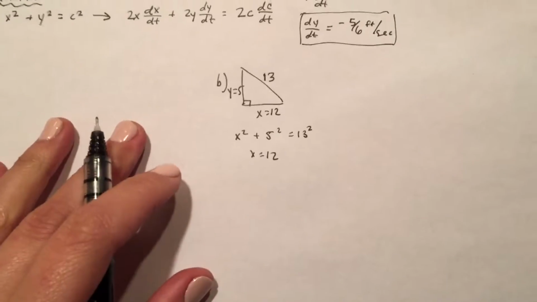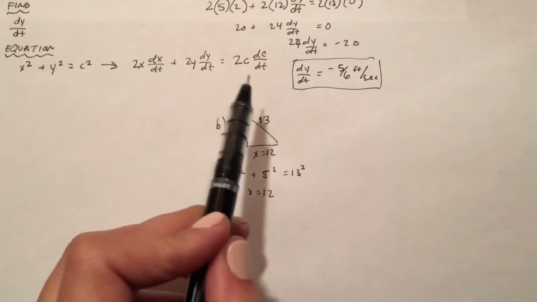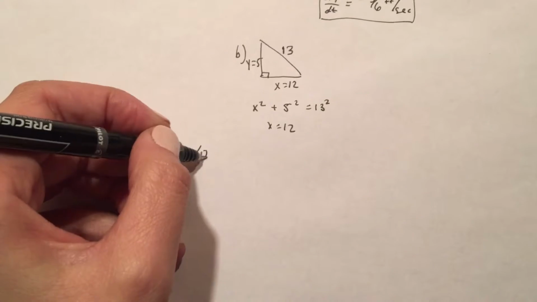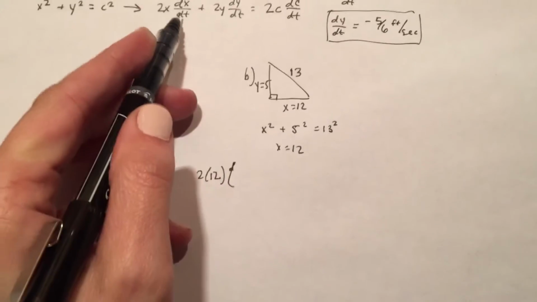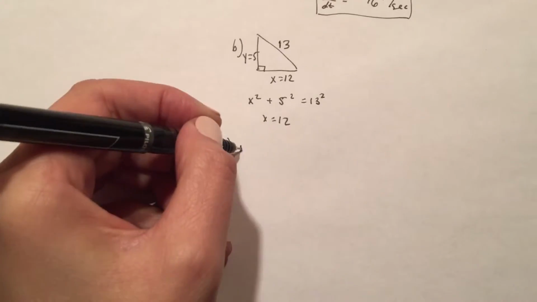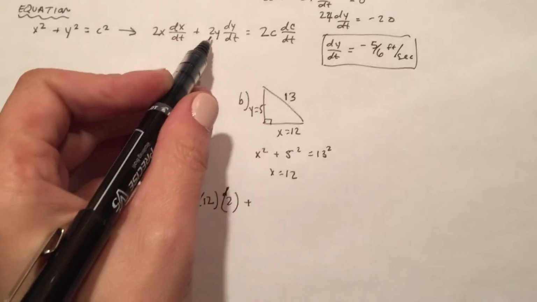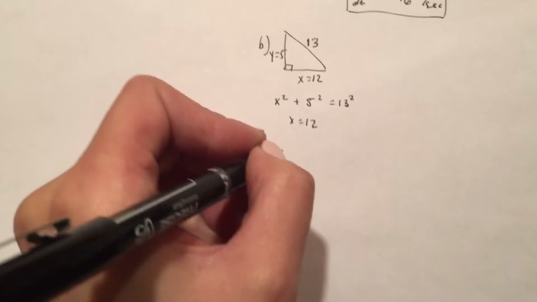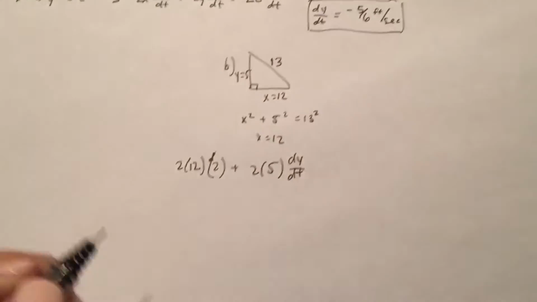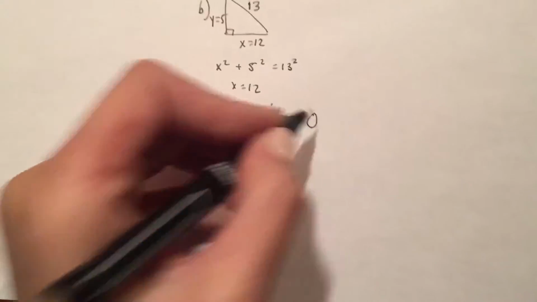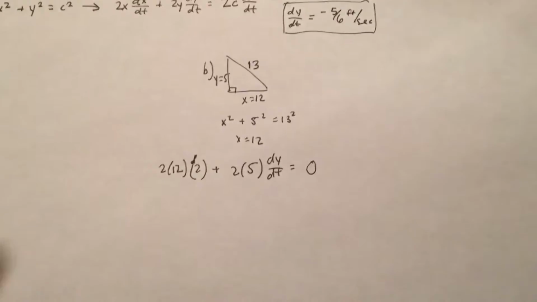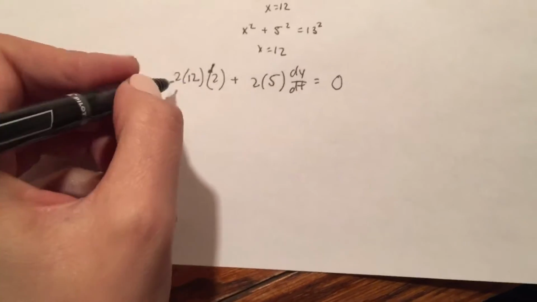Okay, and great. Now we can plug it into our formula again. And this is what we're looking for, dy/dt. So it's going to be 2 times our x, which is 12 now, and then our dx/dt is still 2. That didn't change. Plus 2 times our y, which is 5, dy/dt, that's what we're looking for, is going to equal 0. That doesn't change. So you can put in 2 and 13, but 0 is still going to be 0.